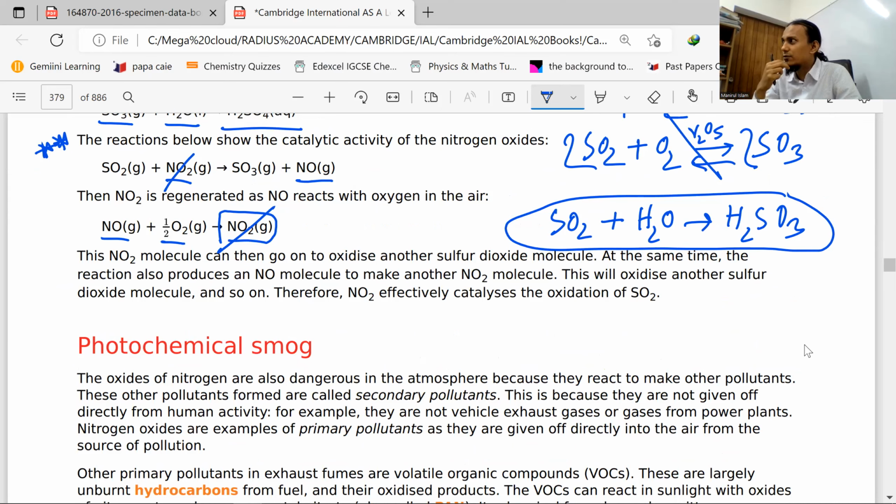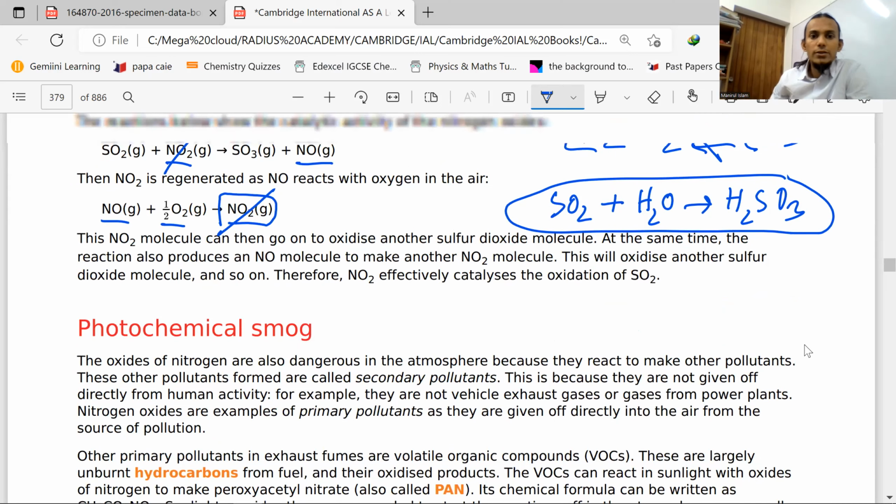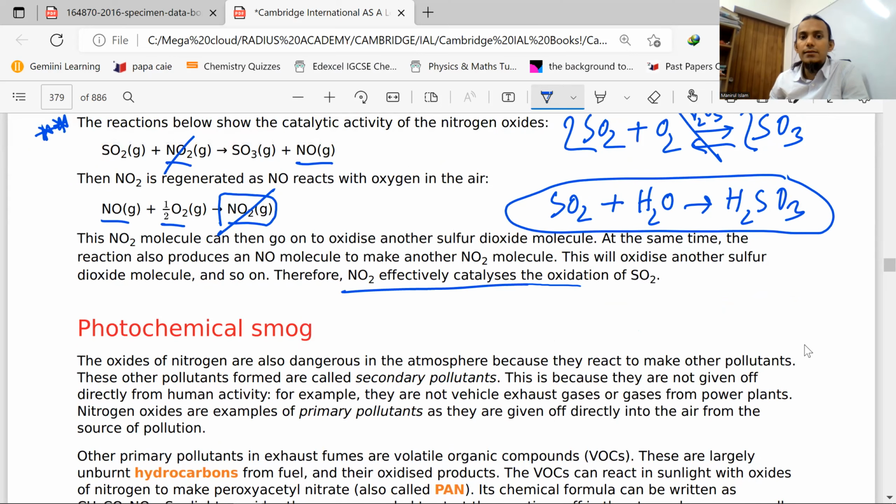Nitrogen oxides, nitrogen, sulfur, sulfur dioxide, trioxide, all are problematic. Okay, so nitrogen dioxide in the atmosphere effectively catalyzes the oxidation of sulfur dioxide to sulfur trioxide. Is it clear?